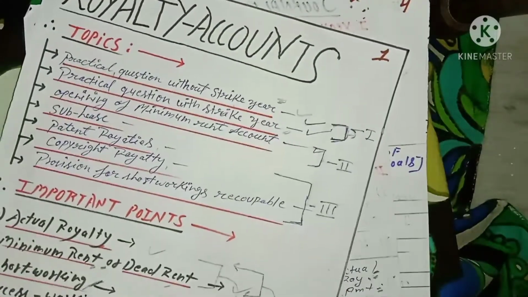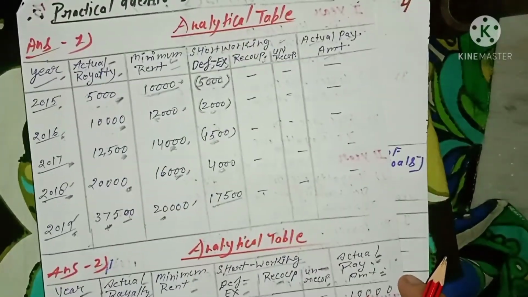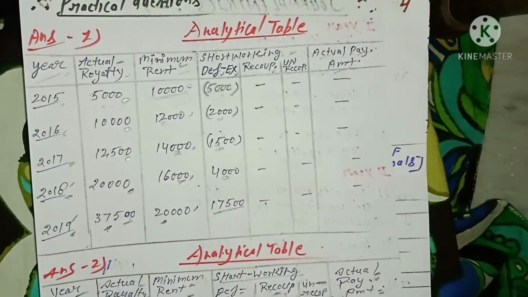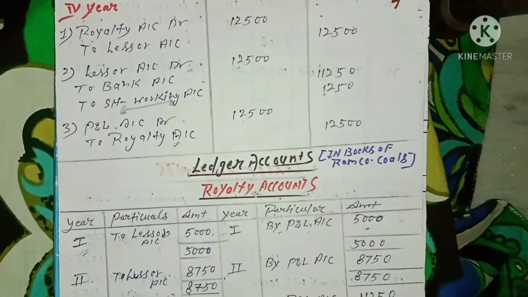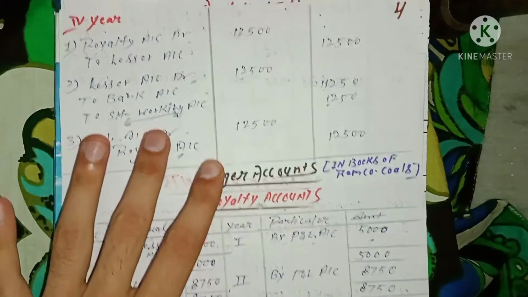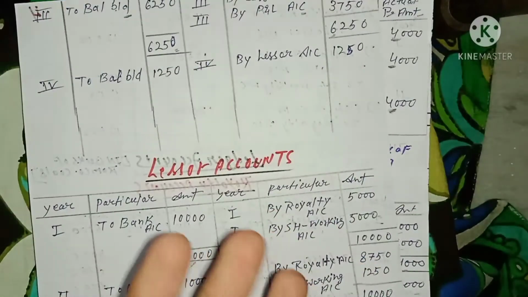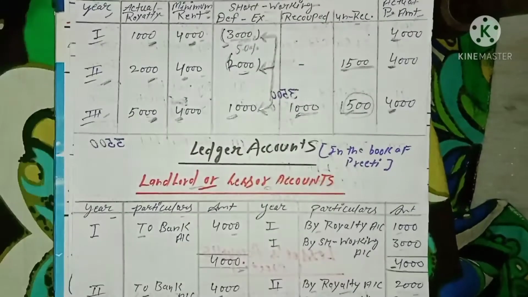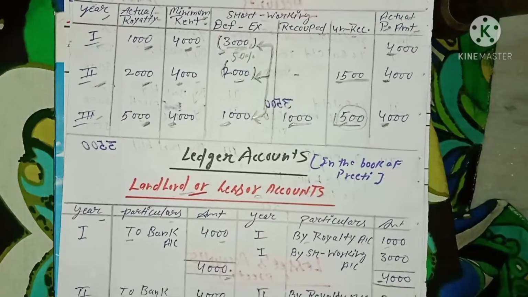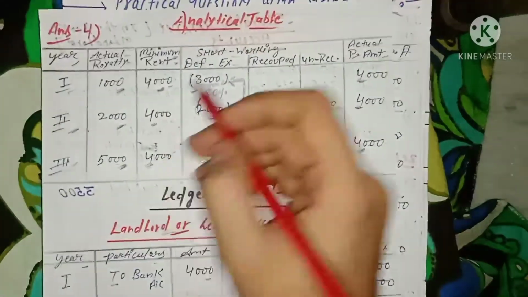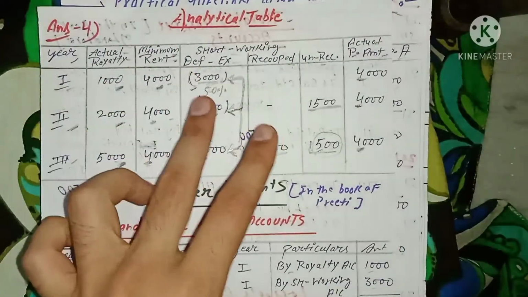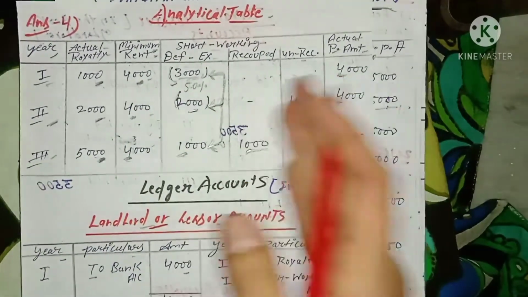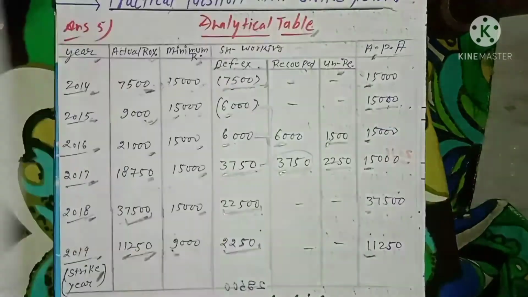We have also done the first and second practical questions, and we saw a lot regarding passing journal entries and preparing ledger accounts like the royalty account, short working account, and lessor account, which are the three prime accounts for this chapter, in the books of the lessee. I also told you how to prepare an analytical table, how to find the deficiency and excess working amount, recoupment, and whatever amount is payable to the lessor.